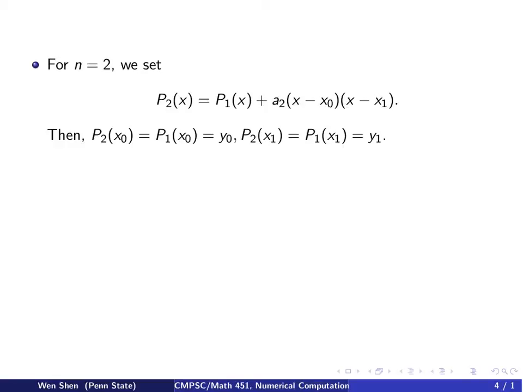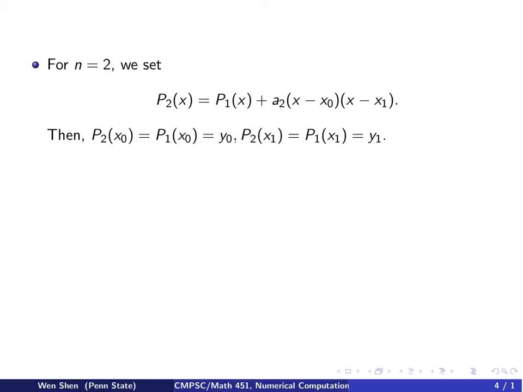The reason why we choose the additional term in this particular form is now quite clear, because at the previous interpolating points x0 and x1, this additional term exactly equals 0. So the interpolating property of p1 will be preserved in p2, which we check now. p2 at x0 will be p1 at x0 plus 0, so it's y0. And p2 at x1 will be p1 at x1 plus 0, which is y1.